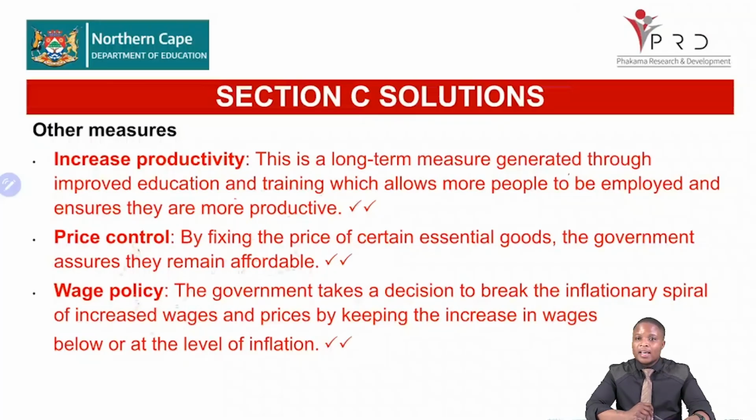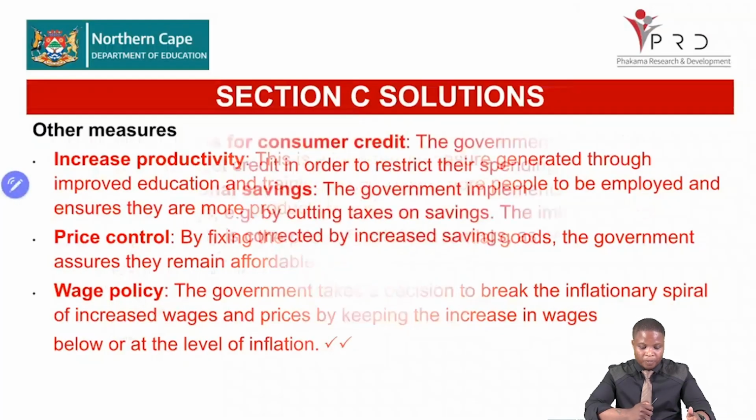Wage policies. The government can take a decision to curb the inflation caused by increased wages, by creating a wage policy where a wage increase will match the inflation rate, which is your CPI. So it will only match the increase in CPI, so that people are not demanding a wage increase higher than the CPI, which can create more inflation.